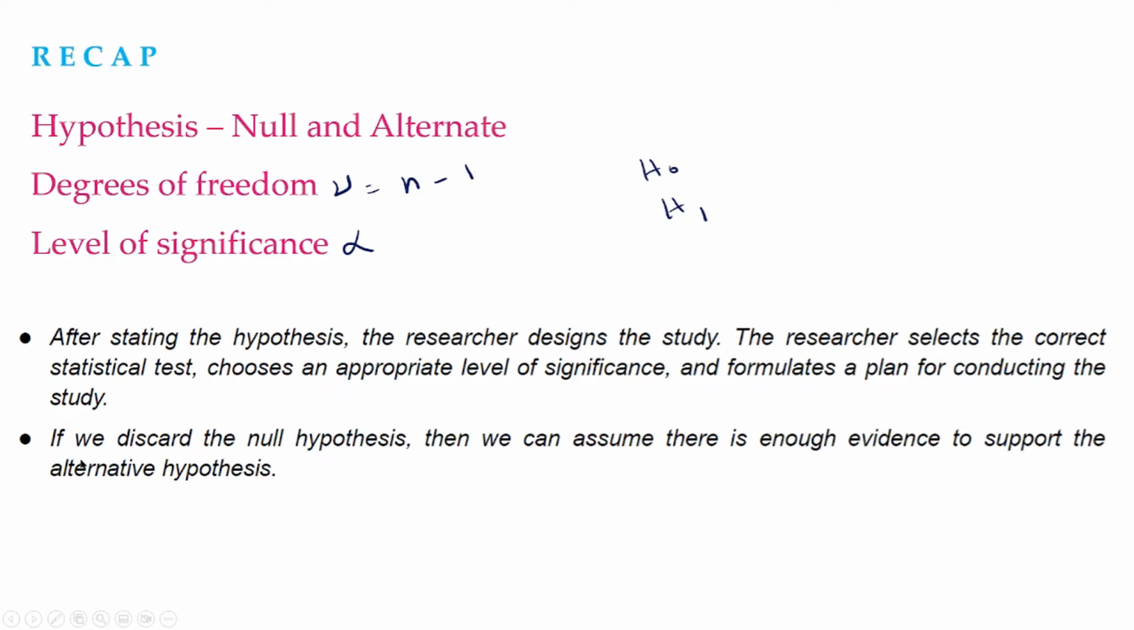Next we have another point to note. If we discard the null hypothesis, then we assume that there is enough evidence to support the alternative hypothesis. So the researcher is making some assumptions about the population using the null and alternate hypothesis. If we get the conclusion that we reject this null hypothesis, then we assume that there is enough evidence to support the alternate hypothesis. Now as we do problems, we will understand each of these terms in detail.